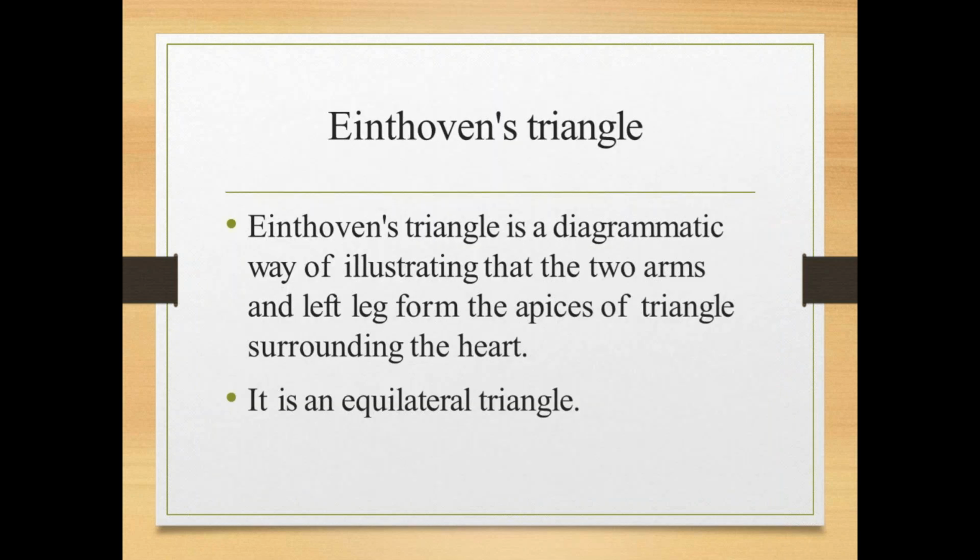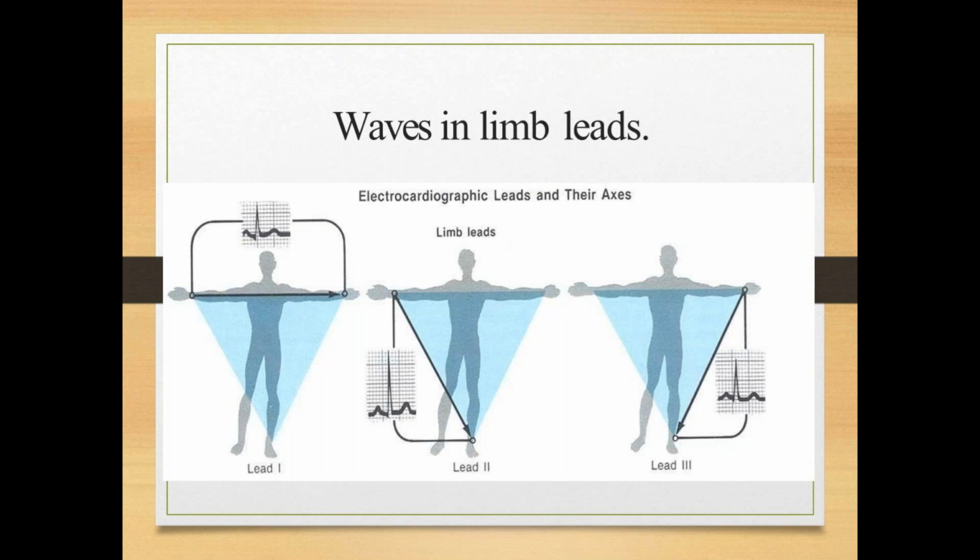So Einthoven's triangle, this is a concept that you should just know. Einthoven's triangle is a diagrammatic way of illustrating that the 2 arms and the left leg form the apices of the triangle surrounding the heart. So this is known as the Einthoven's triangle.